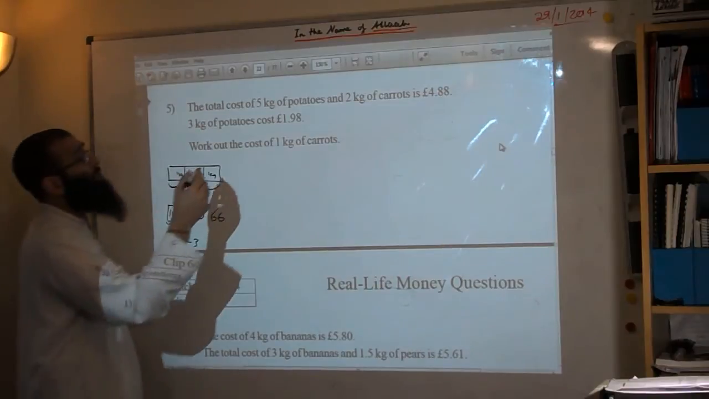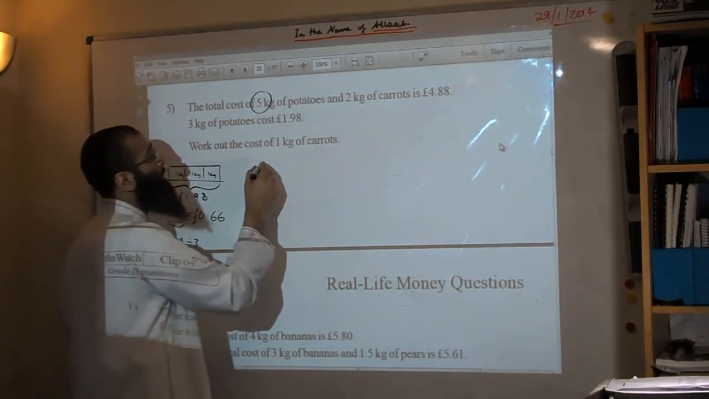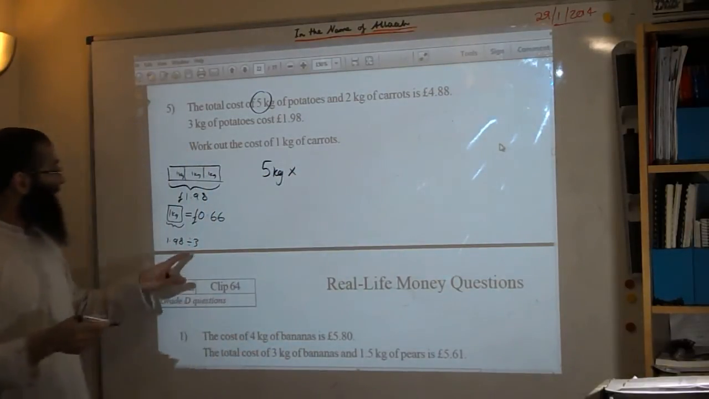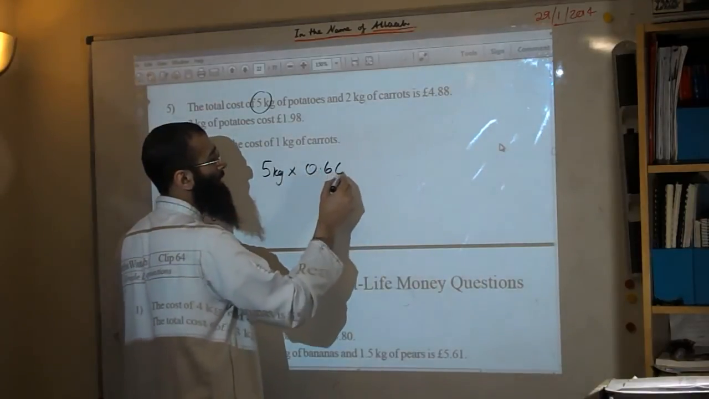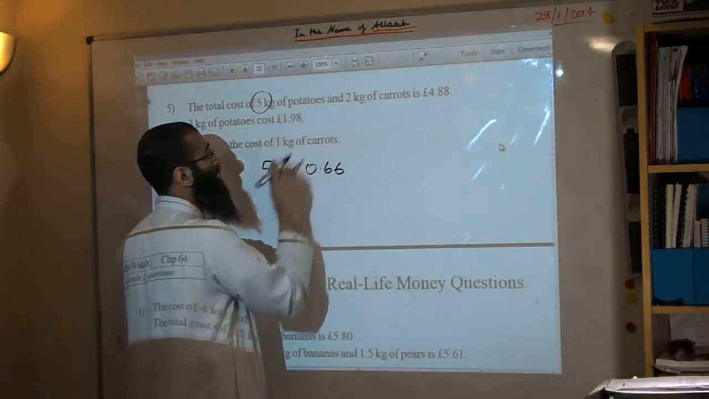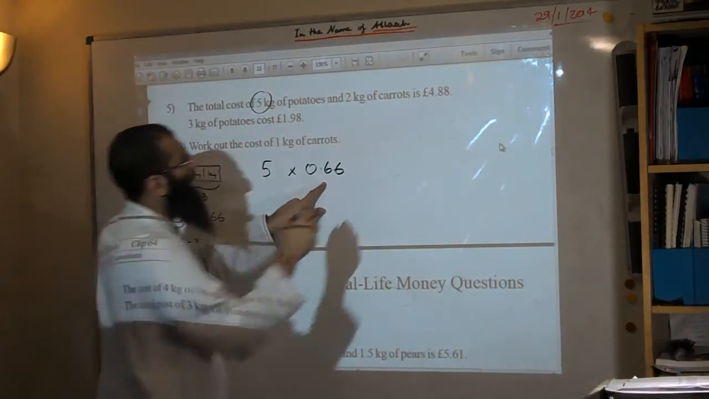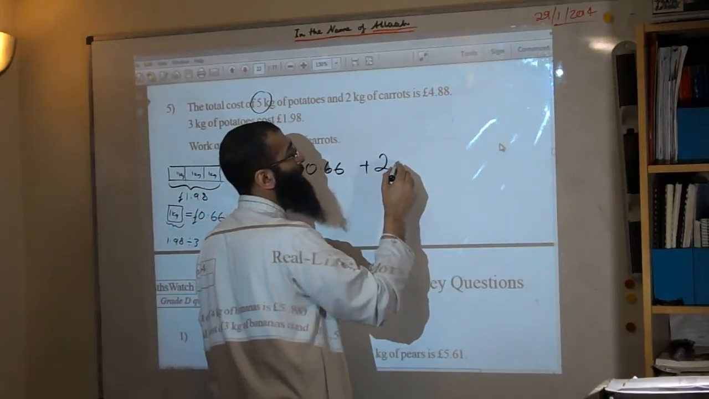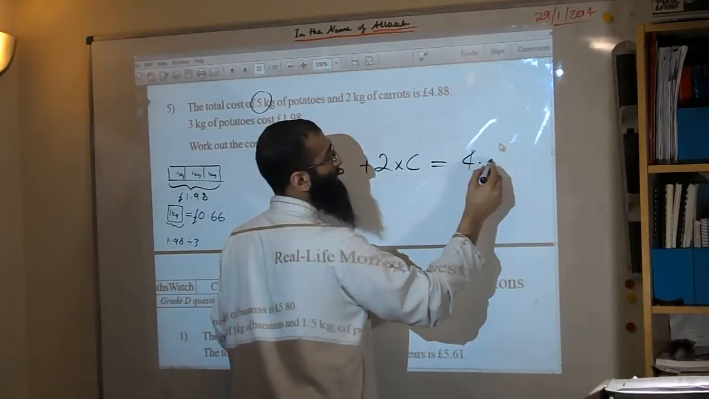How many kilos of potatoes do we have in the question altogether? 5. So you have 5 kilos, and each kilo weighs how much? 66. Okay, so 5 of these add 2 kilos of whatever the carrots is worth. We put that as C for carrots, and the total one is, what's the total number?